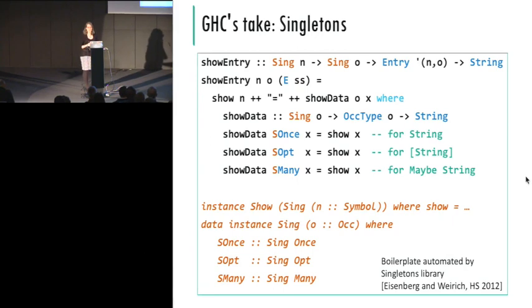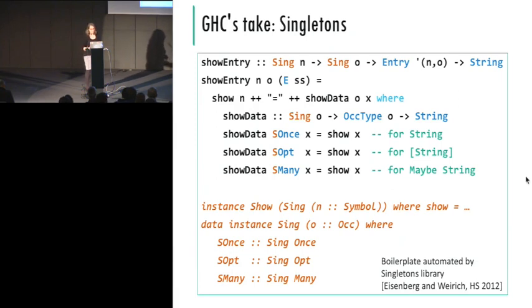Now, I wrote this stuff in italics because I actually didn't have to define this directly. Here I could take advantage of the singletons library to automatically define this. So I didn't have this duplication. I didn't have to write my types twice. I could let the library take care of that for me.